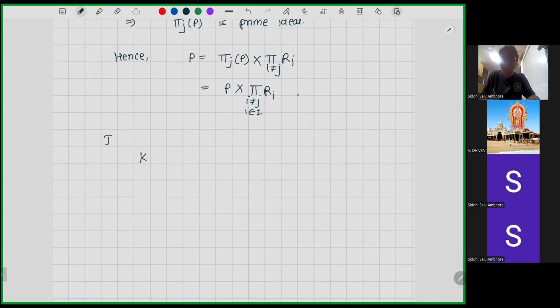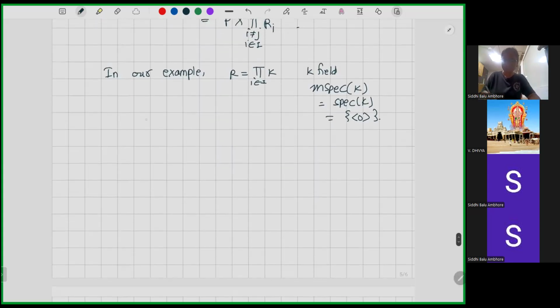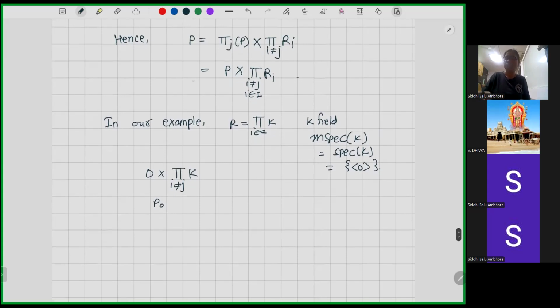But in our case now, in our example, R is the product over i in I of K, a field, and mSpec of K is equal to Spec of K. It's just the ideal generated by zero, right? So therefore, the only prime ideals possible here are zero cross the product over i not equal to j of K. Okay, so the jth component is zero, and the rest are non-zero. And this is my only prime ideal possible, right? Because if the chain of primes is increasing in this kind of situation, then it will be some P2 cross product Pj, i not equal to j, i in I, something of that sort. In that component, the chain will increase. No other component will give me a prime ideal.